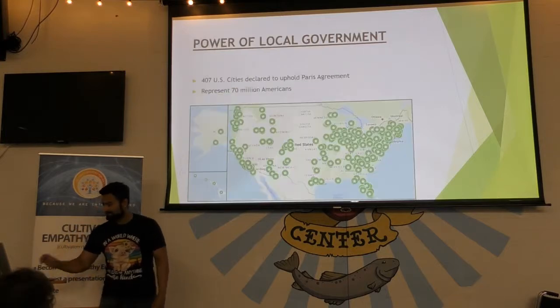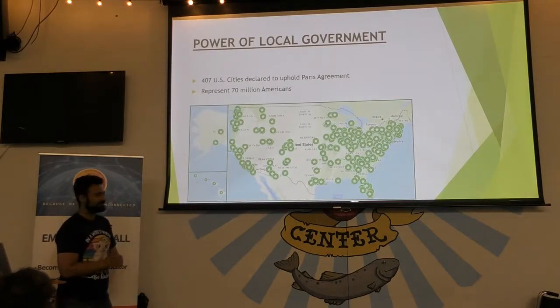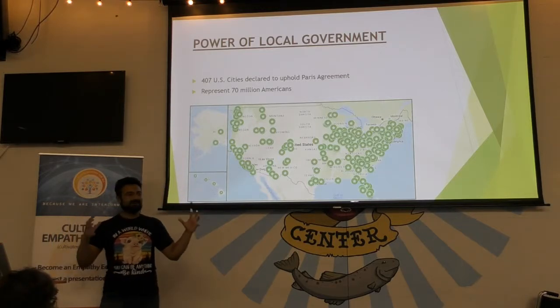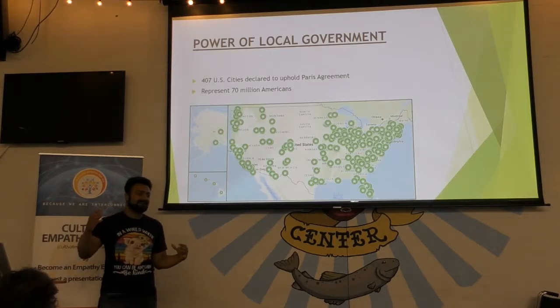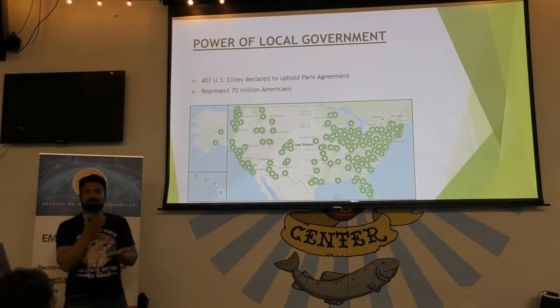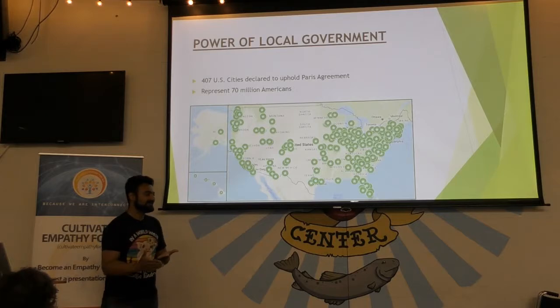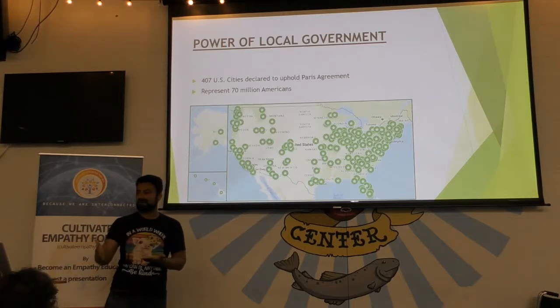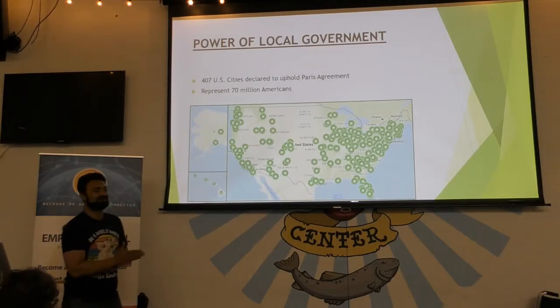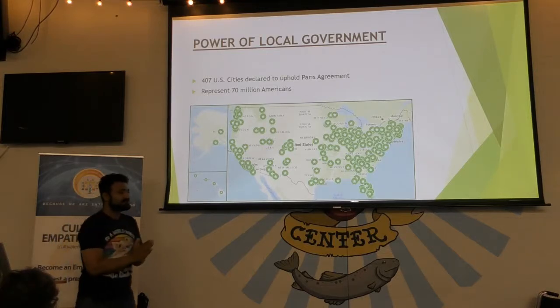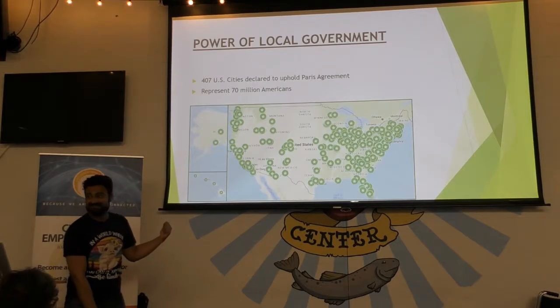But the good thing that happened after that is 407 cities actually stood up. These 407 city governments declared to uphold the Paris Agreement and their target. They said that they will create climate action plans to cut down on greenhouse gas emissions, and they will try their level best to keep the global surface temperature below 2 degrees Celsius. And these 407 US cities account for 1/4 of the US population, 70 million Americans.